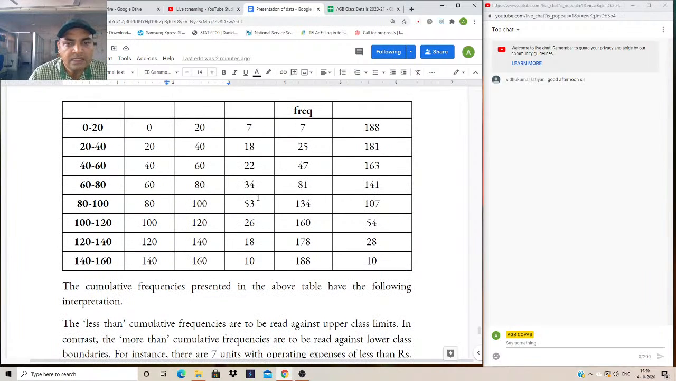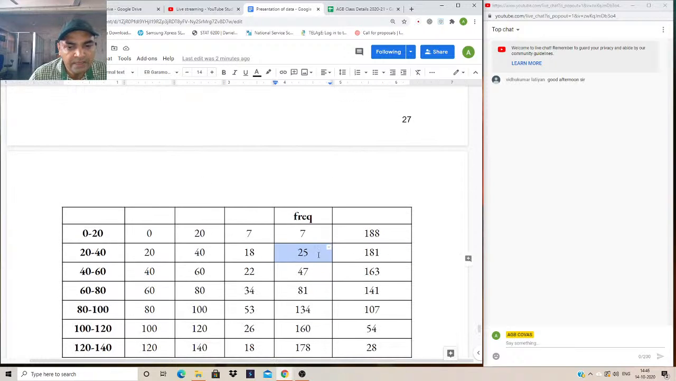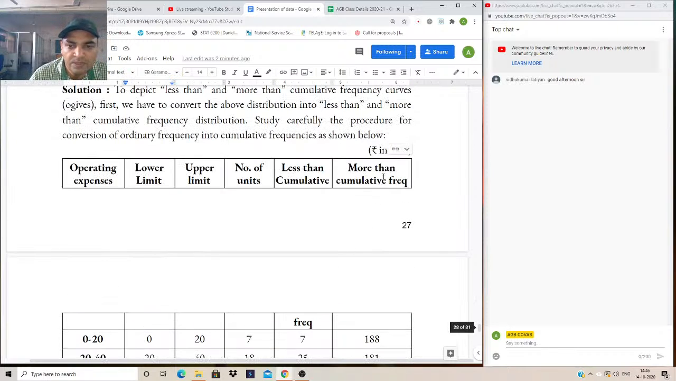Say for example, here this is 20. When we are plotting the less than frequency, we have to take the upper limit. So 25 companies have expenses less than 40. 81 companies have expenses less than 80. At the same time, 141 companies have expenses more than 60. That is, in the case of the more than cumulative frequency, we have to see the lower limit.